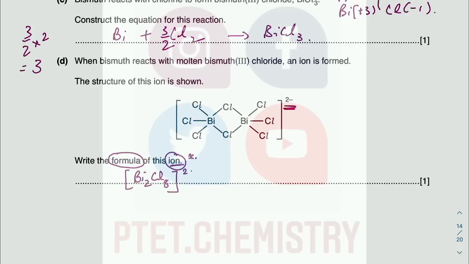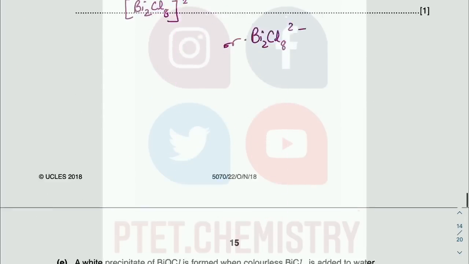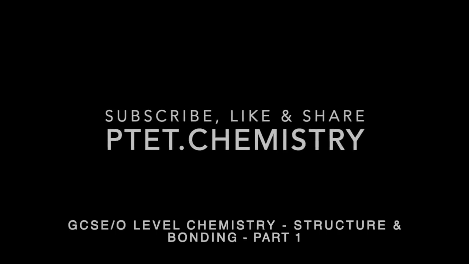You can write in a square bracket like 2 minus. Alright, square bracket because they use square bracket there. If you don't like the circle, the minus, you can just write 2 minus like that. Okay, or you can even just write Bi2Cl8 2 minus. That would be correct as well, of course. Yeah. So pretty straightforward there.